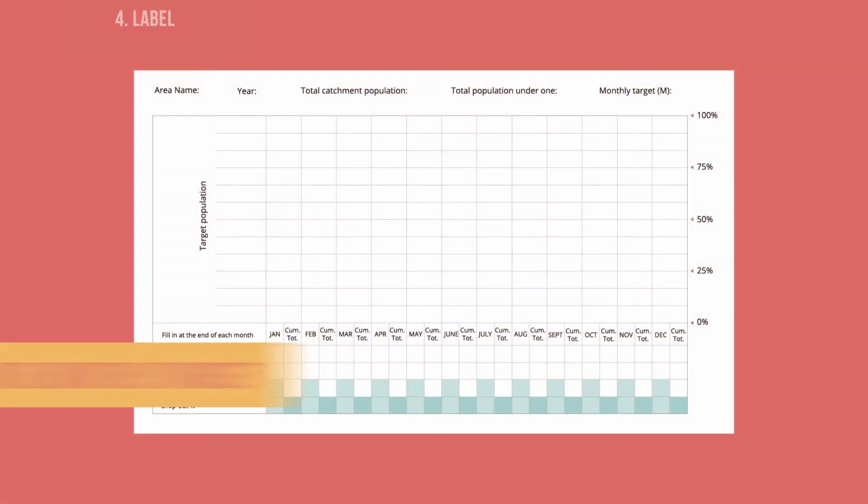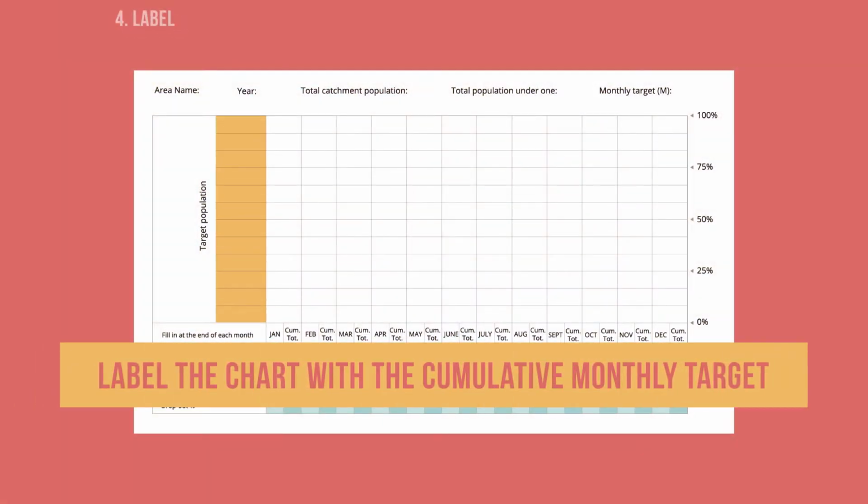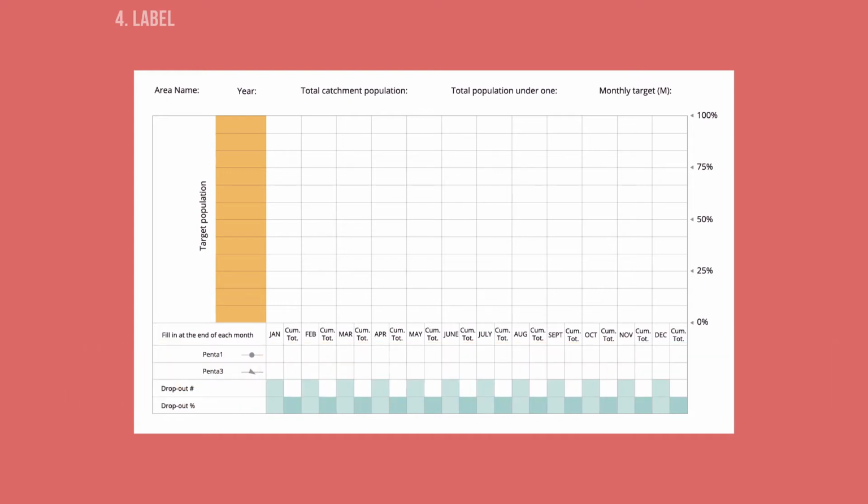Next, label the left side of the chart with the cumulative monthly target, or the increasing number of infants you are targeting each month. For example, if the monthly target is 10 infants, you would aim to vaccinate 10 infants in January. Each month, you would add 10 more infants. So in February, you would aim to vaccinate a total of 20 infants. In March, the cumulative monthly target would be 30 infants, and so on.